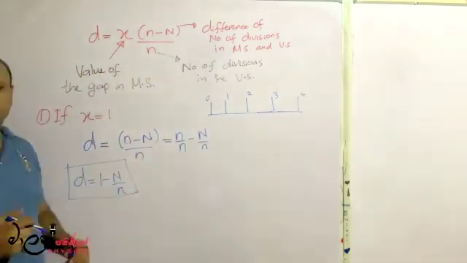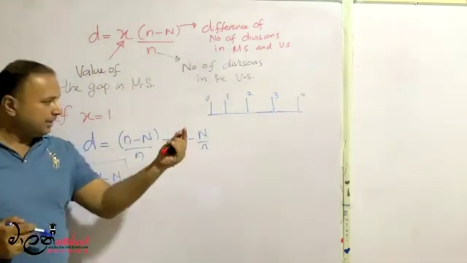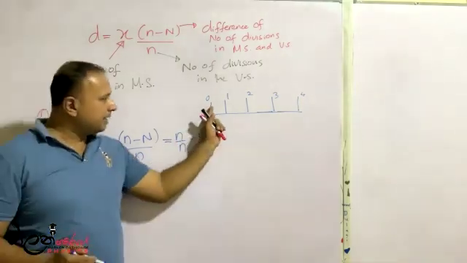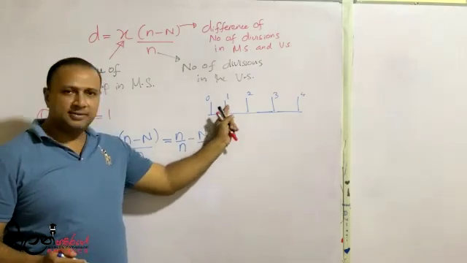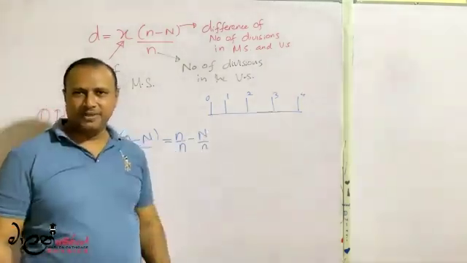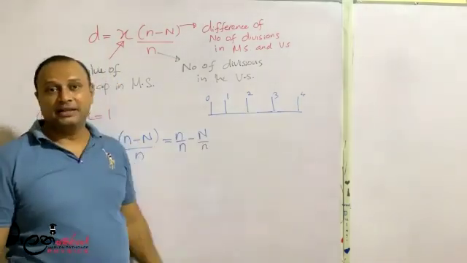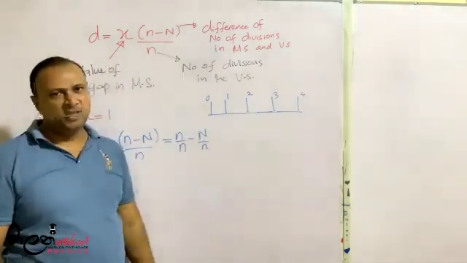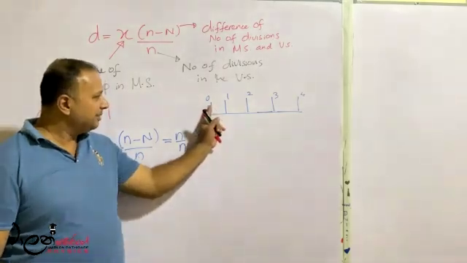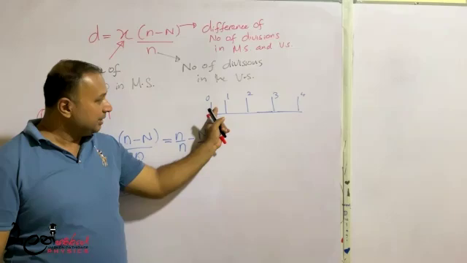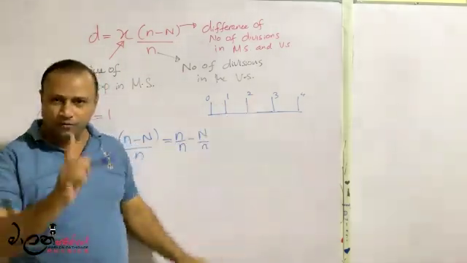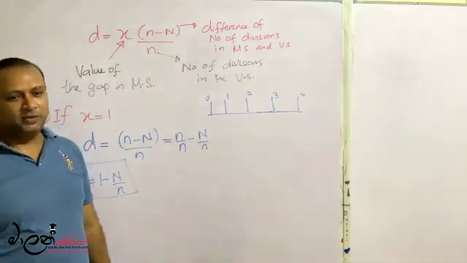Can you take a ruler? If you take a ruler, it is divided into millimeter scale. Millimeter scale means the gap between two consecutive marks is equal to what? X is equal to 1. So this may be millimeter, this may be degree, this may be any kind of scale. But the gap between these two consecutive marks should be equal to 1. X should be equal to 1.